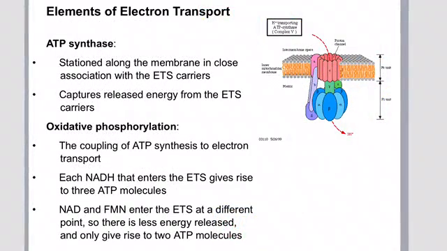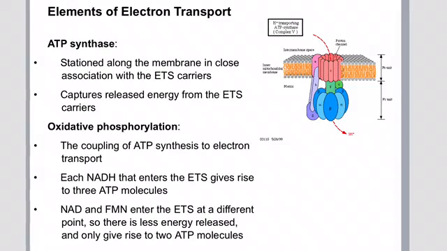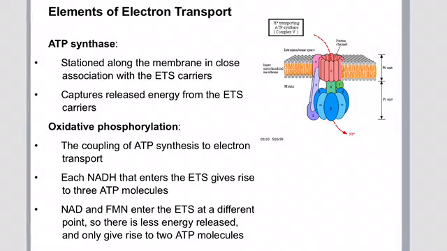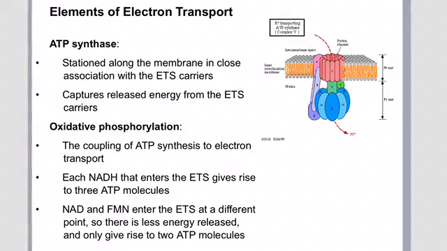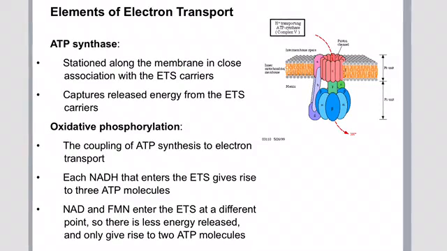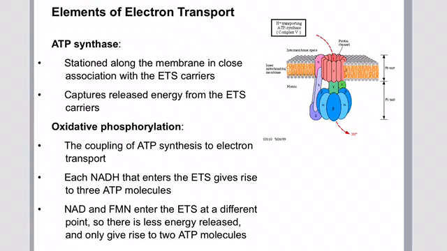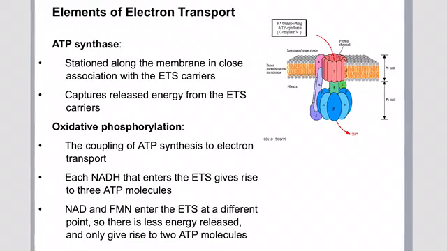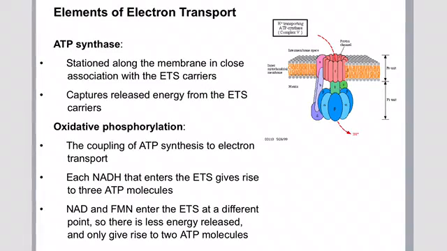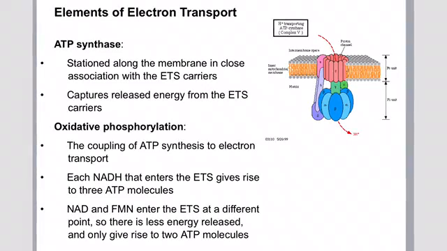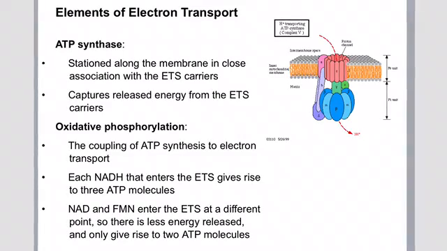Elements of the electron transport, starting off with ATP synthase. Because NADH enters the chain as the first carrier, it sets the rest of the 6 steps in motion. During every redox exchange, the energy level of the reactants is decreased. Therefore, the released energy is caught and used by ATP synthase. ATP synthase is stationed along the membrane in close association with the electron transport system carriers, and like I said, it captures and releases the energy from the ETS carriers.